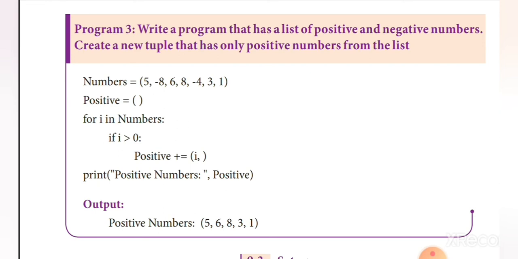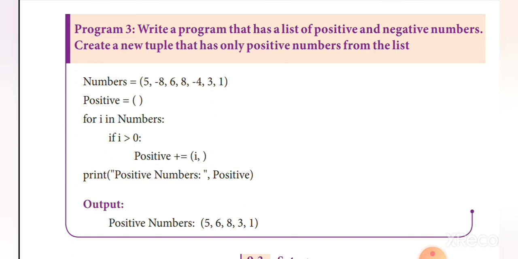So positive equal to empty parentheses. That is, we are going to create an empty tuple. Here the tuple name is positive. This statement is used to create an empty tuple. Then for i in numbers, we take each and every number from the numbers tuple. If i greater than 0, we check the condition. When the number is greater than 0, then it is added to the tuple positive. When the condition is true, positive plus equal to i comma. We already know if we want to add a single element to a tuple, we use the single element and then the comma operator.